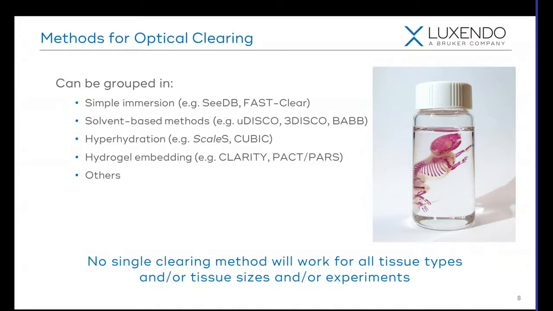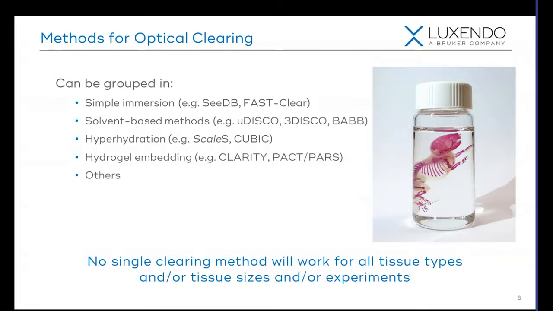And then there's other techniques that use hydrogel embedding, so making a tissue gel hybrid or matrix in order to hold the tissue in place while we move away those scattering elements. And again, many others that aren't even covered here.